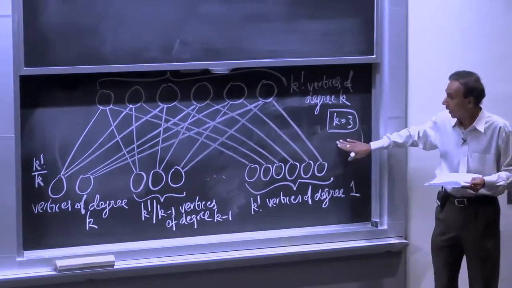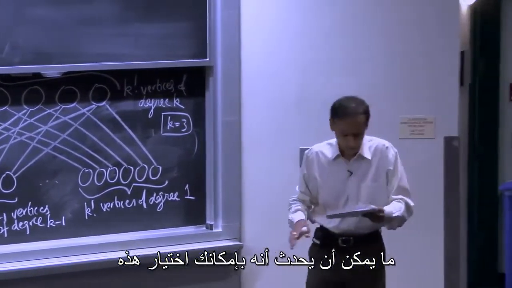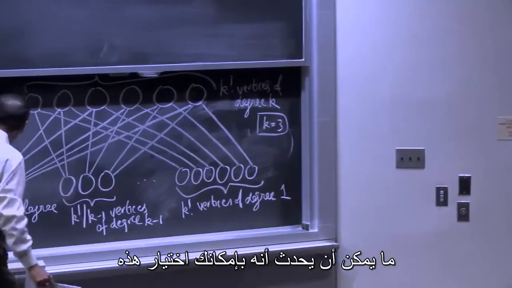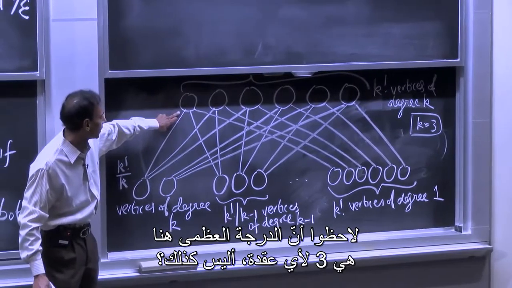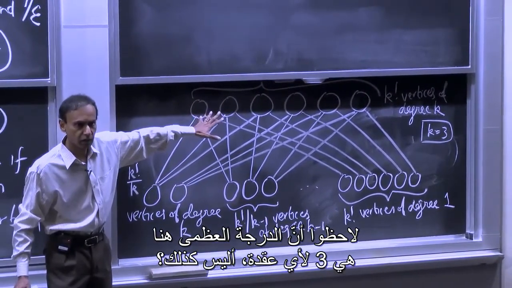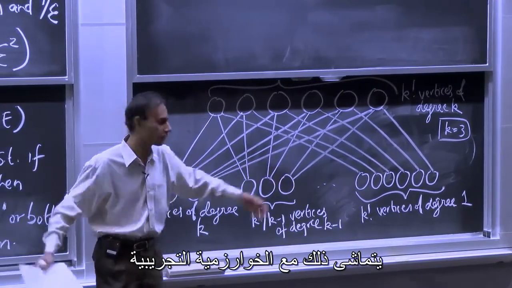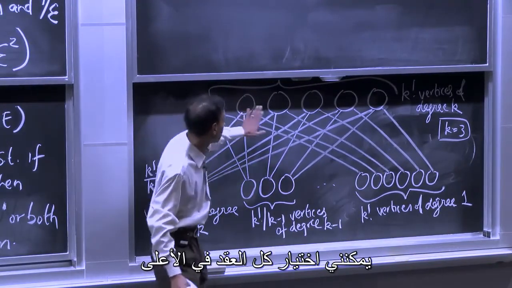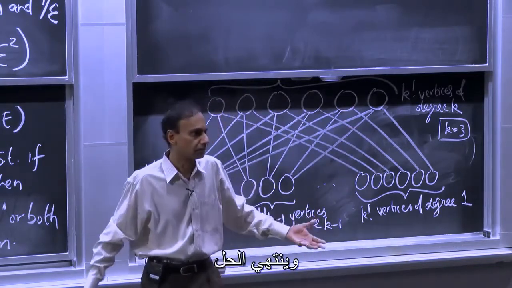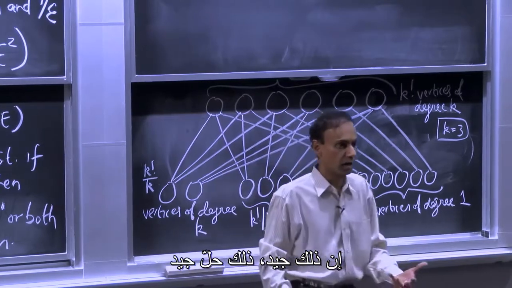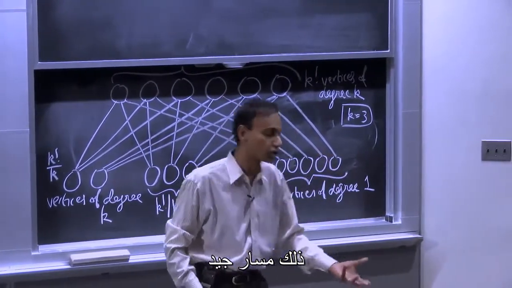So that's exactly right. What could happen is you could pick this because that's degree 3. Notice that the maximum degree here is 3 of any node. So if I pick something of degree 3, I'm in keeping with my heuristic. I could pick all the ones at the top, and then I'm done. That's a good solution, a good trajectory.